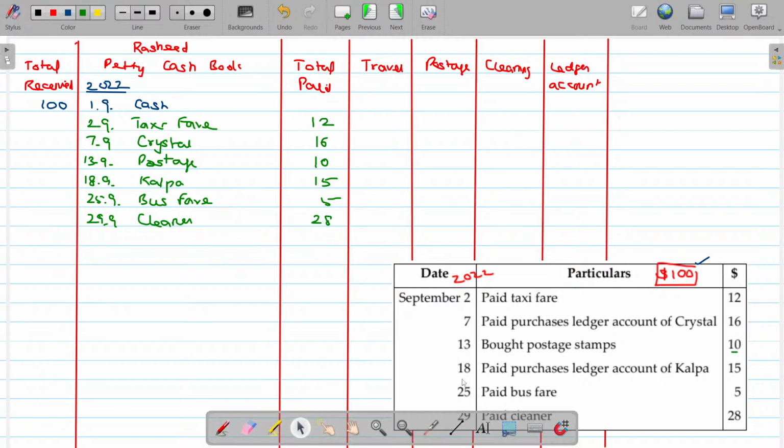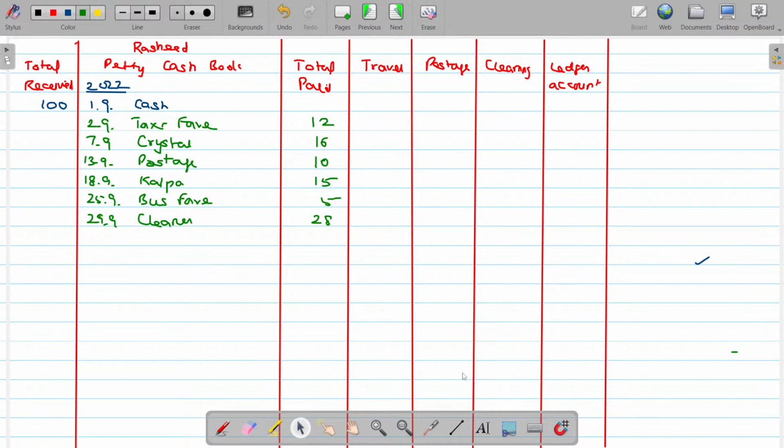Right, so let me finish up this. Total expenses we spent currently being 86. Okay, 12, 16, 10, 15, 5 and 28. Now finish up tallying the ledger. 100 is in the total received column. There is no other receipt. And the difference between these two, 14, will be the balance carried on. On the last date, balance carried on.